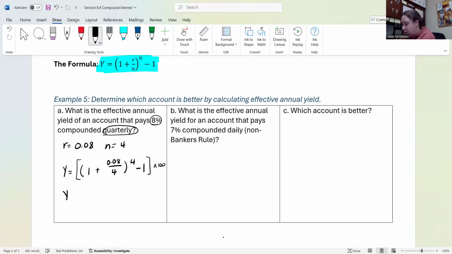So y equals 8.24%. And you do want to write these as percents, okay? So this is the simple interest rate that would give us the same amount of money in 1 year.